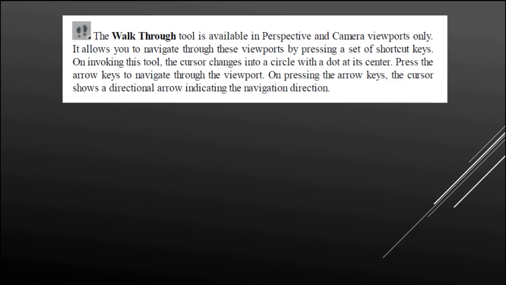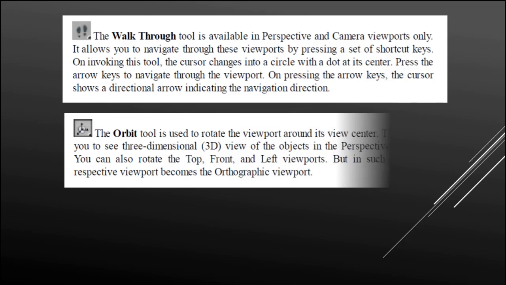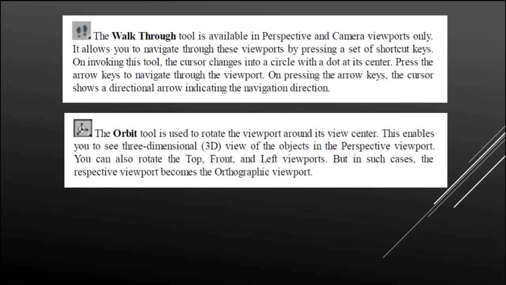The Walkthrough tool is available in perspective and camera viewports only. It allows you to navigate through those viewports by pressing a set of shortcut keys. On invoking this tool, the cursor changes into a circle with a dot in its center. Press the arrow keys to navigate through the viewport. On pressing the arrow keys, the cursor shows a directional arrow indicating the navigation direction.